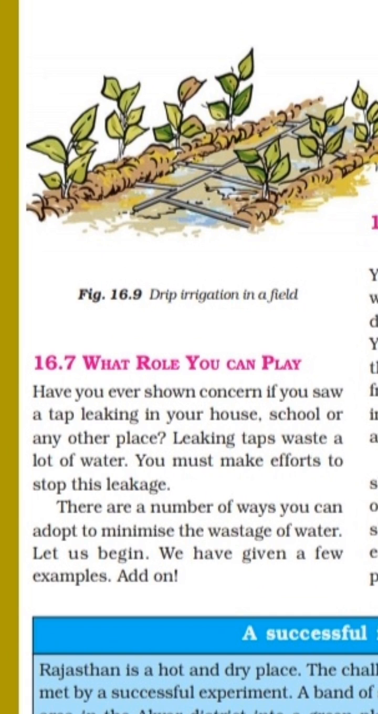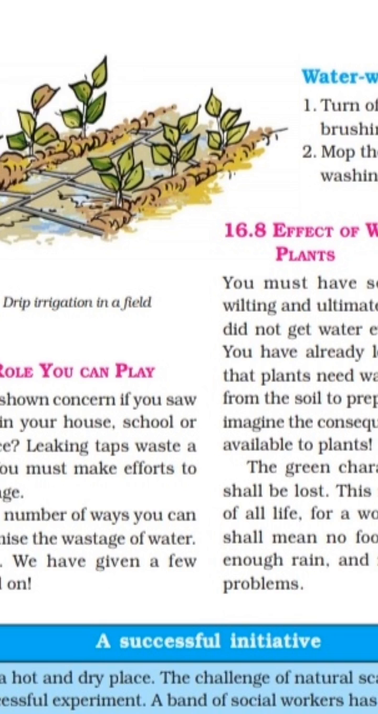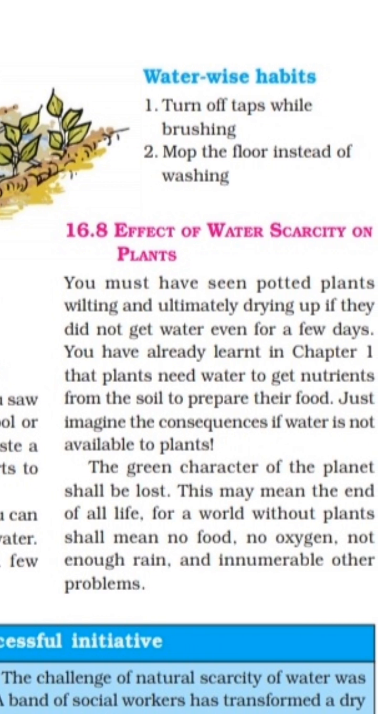And let us begin. We have given a few examples, and you can add on to this. Now here two examples are given. You can add more in that. Water-wise habits. First one, turn off taps while brushing. When you are brushing, at that time you have to turn off the tap. Second one, mop the floor instead of washing. You have to mop the floor instead of washing.